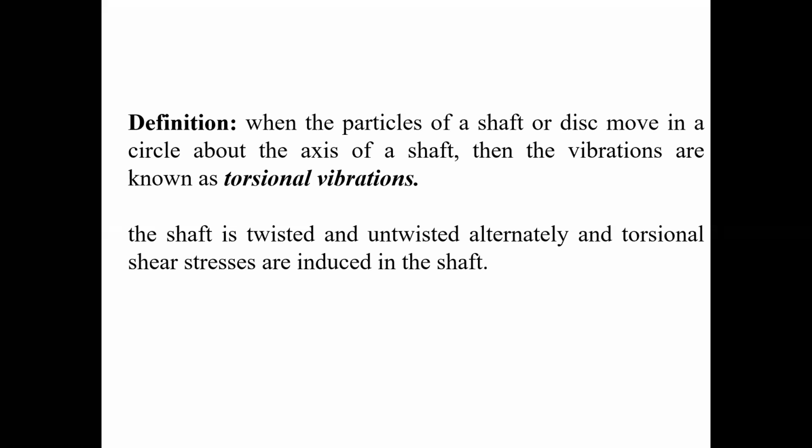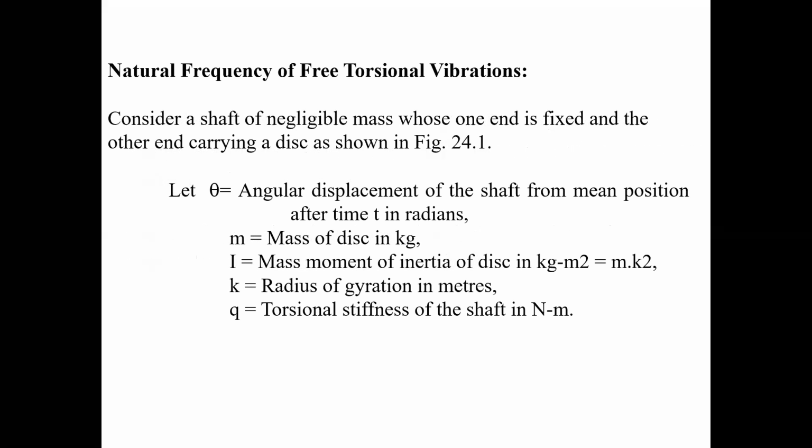So when the particles of the shaft move in a circle about the axis of the shaft, it is known as torsional vibration. In this, the shaft is twisted and untwisted alternately, and torsional shear stresses are also induced in the shaft. So that type of vibration is called torsional vibration. When we get some twisting of the shaft in a circular path, that is known as our torsional vibration.